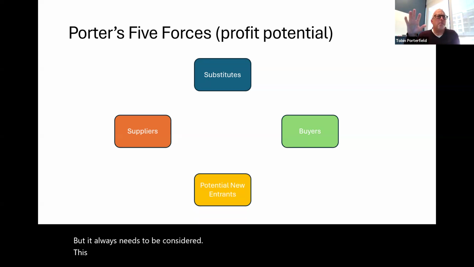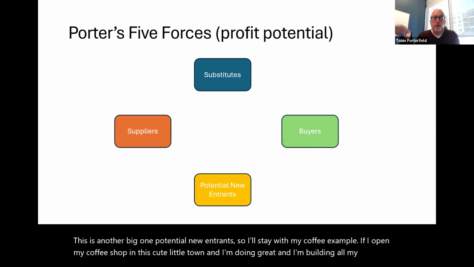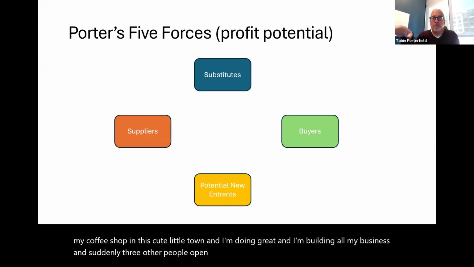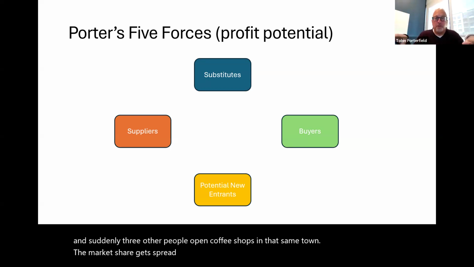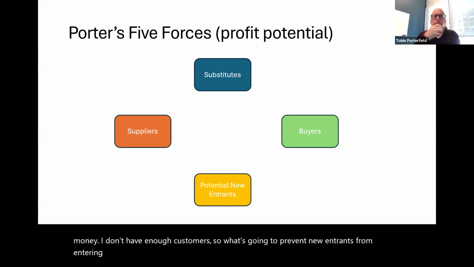This is another big one, potential new entrants. So I'll stay with my coffee example. If I open my coffee shop in this cute little town and I'm doing great and I'm building on my business, and suddenly 3 other people open coffee shops in that same town, the market share gets spread by more providers and I potentially lose my chance to make money. I don't have enough customers. So what's going to prevent new entrants from entering your space?